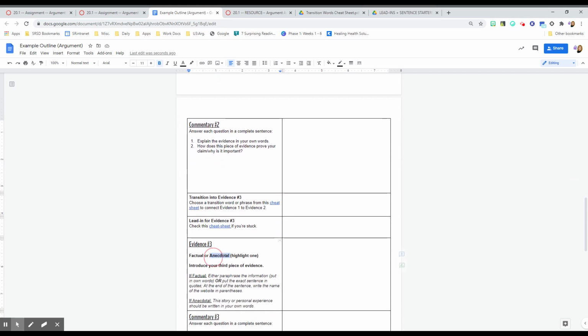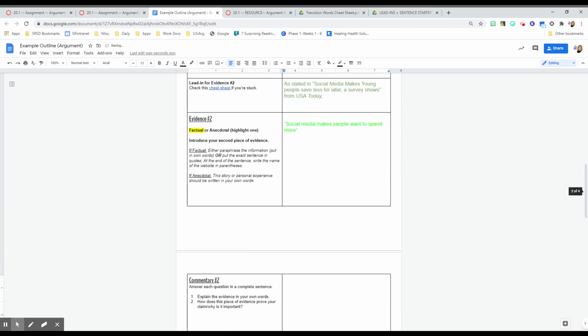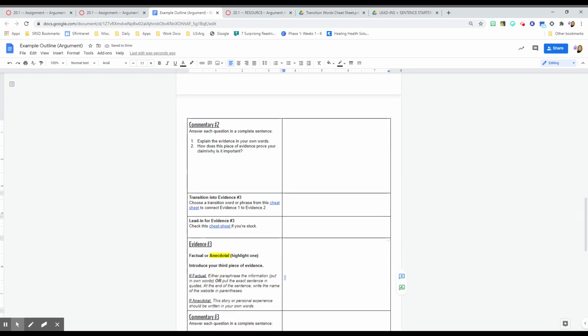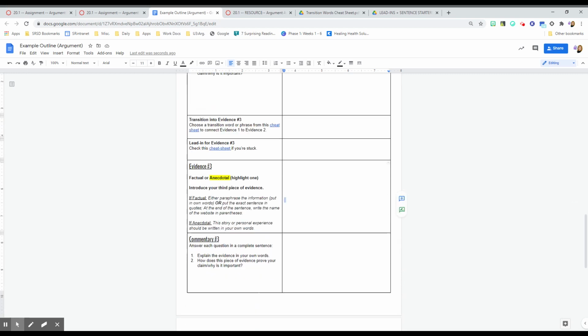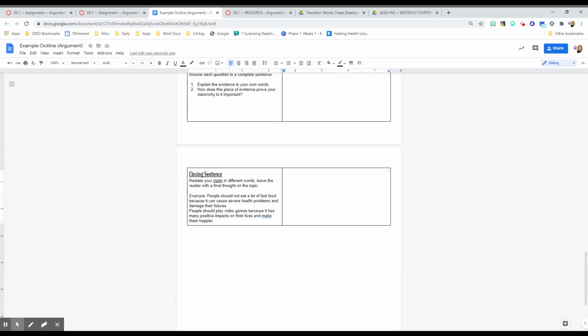And for this last one, I would do an anecdotal, and I may even add on to this point here about it making people want to spend more money, or I might even talk about my own personal struggles and experiences with the negative effects of social media, or even conversations that I have had with my friends about how it's impacting their ego and their self-esteem. And then I'm going to come all the way back down here to the bottom to our closing sentence.